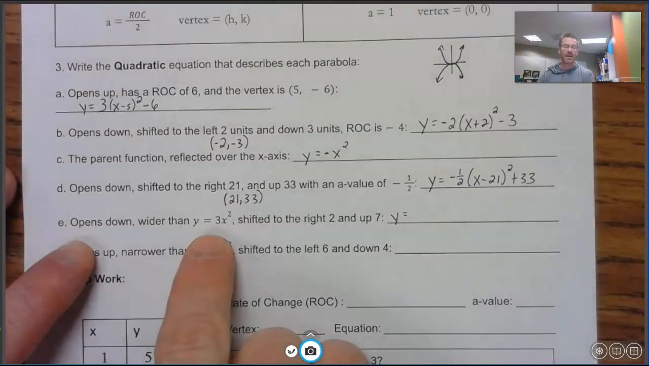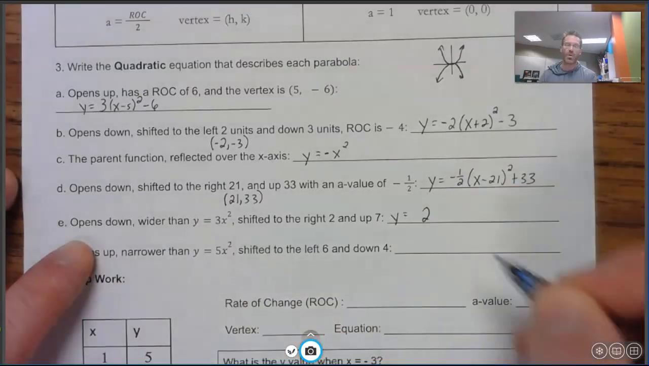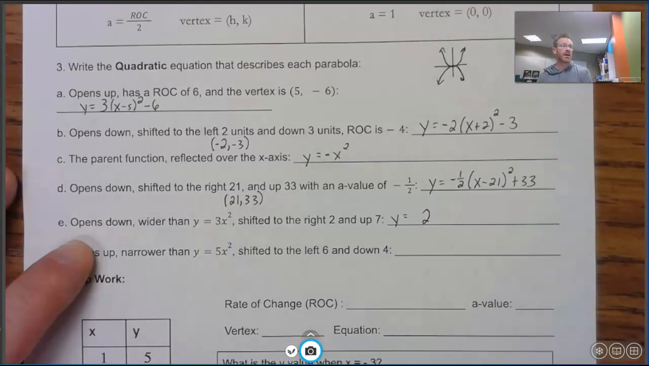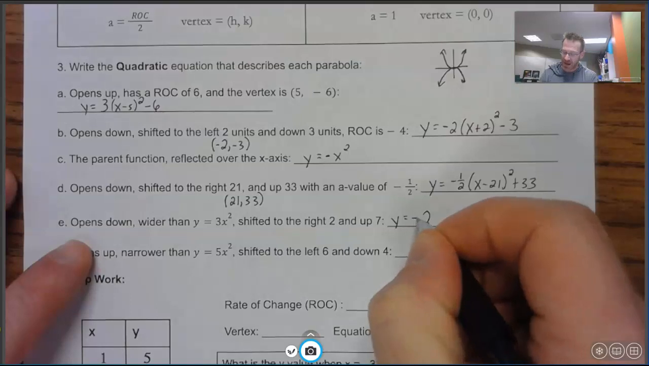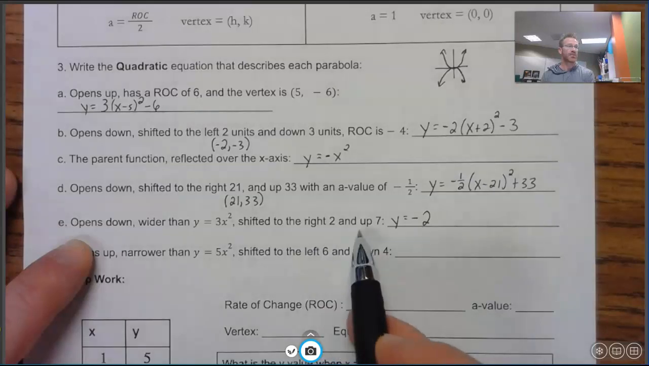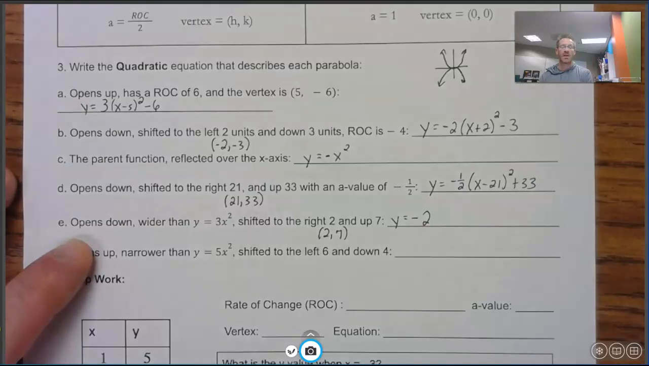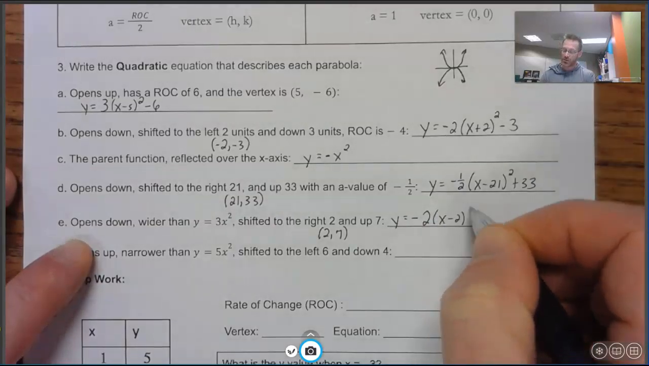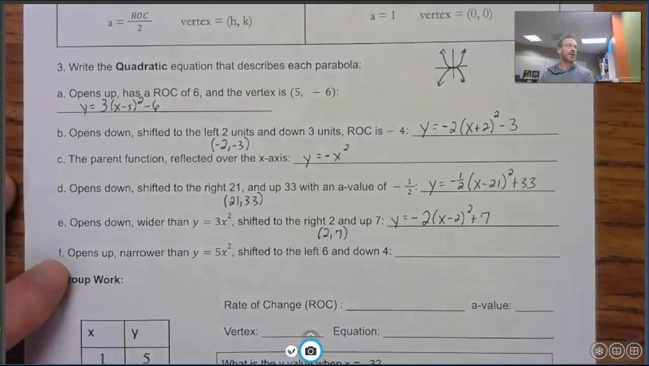So if I want it to be wider than this, I need my a value to be smaller. I need it to increase less fast. So I need a number smaller than 3. So I'm just going to go with 2. Remember, you could pick any number smaller than 3. Now, if I want it to open down, now I assign the negative to that. That's going to now make it open down. And now I can use the other information to find my vertex. Shift it to the right 2 and up 7. So my vertex would be 2, 7. So x minus 2 squared, and then plus 7. There's our equation.